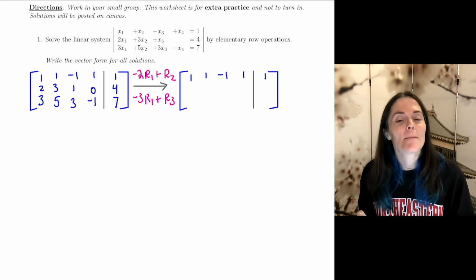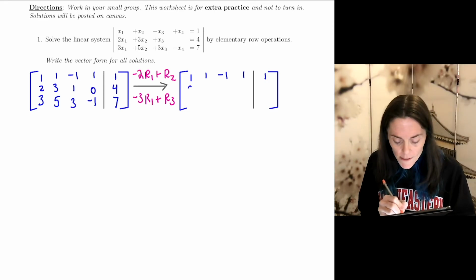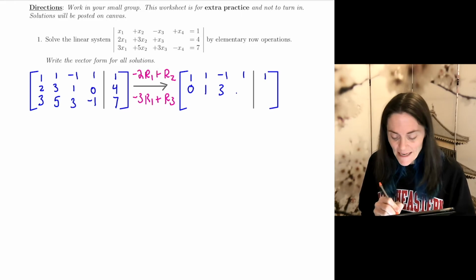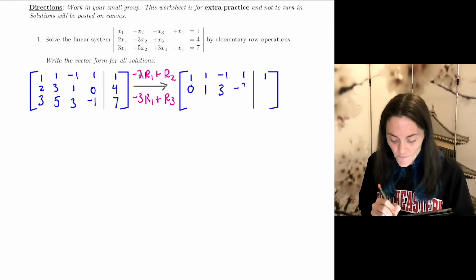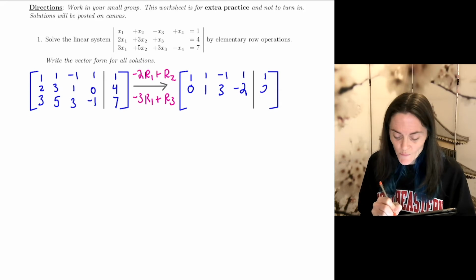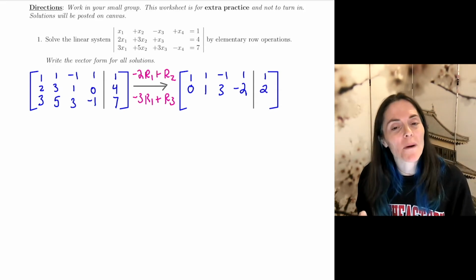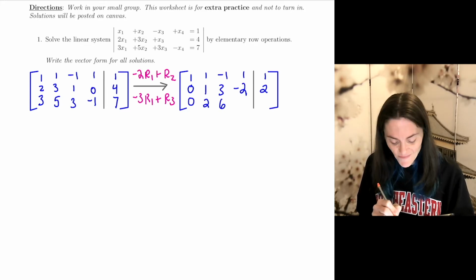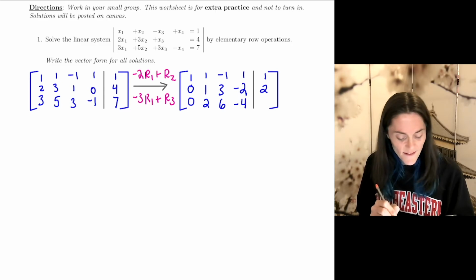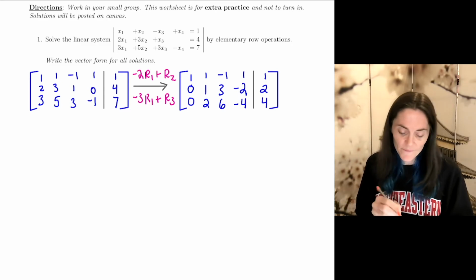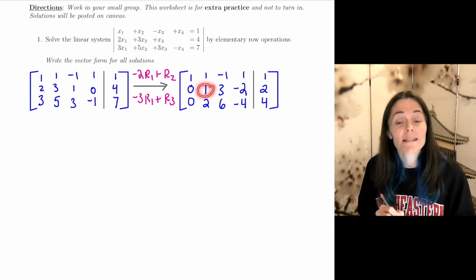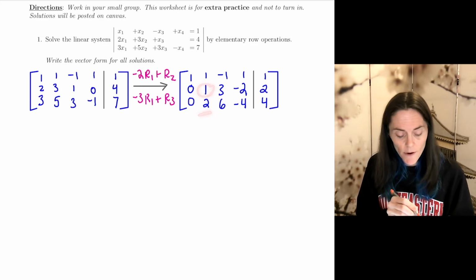-2 row 1 plus row 2. We have 0, 1, 3, -2, and 2. And then we have -3 row 1 plus row 3. We have 0, 2, 6, -4, and 4. Well, this looks great. Now, I want to take this one and get a 0 underneath.